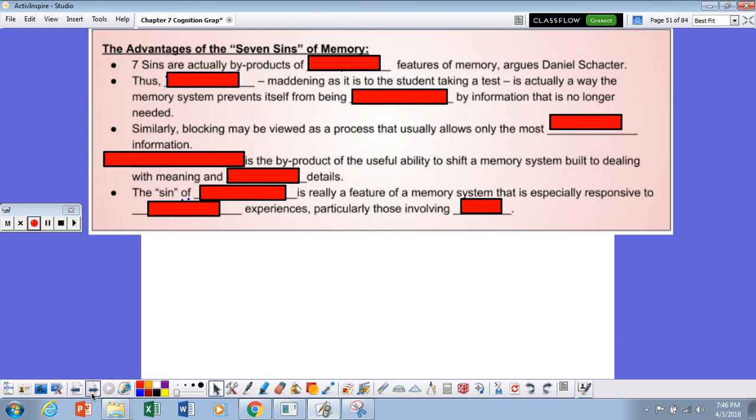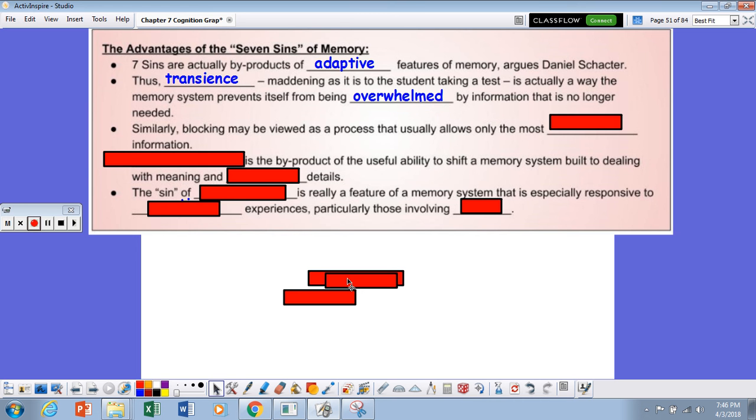The advantages of the seven sins of memory, kind of an overview of this. The seven sins are actually byproducts of an adaptive feature of memory, argues Daniel Schacter. Thus transience, maddening as it is to the student taking a test, is actually a way that the memory system prevents itself from being overwhelmed by information that is no longer needed.